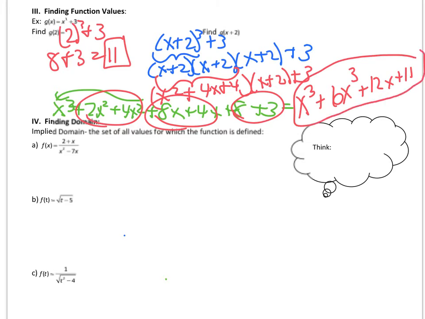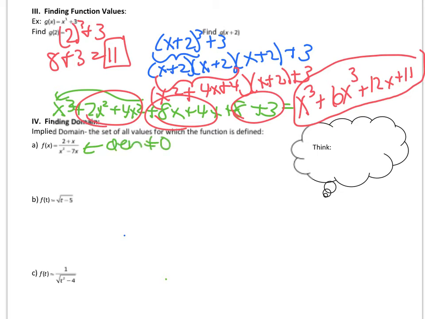Okay. Next, we're going to look at finding domains. This is section 4. We're going to find the implied domain, which is the set of all values for which a function is defined. So I have f of x equals 2 plus x over x squared minus 7x. When you have a rational function, remember that your denominator cannot equal 0.